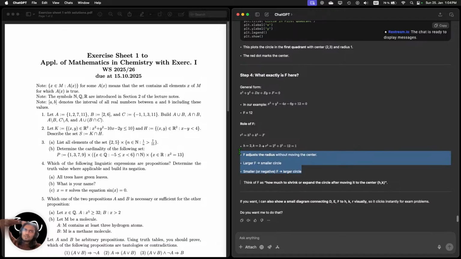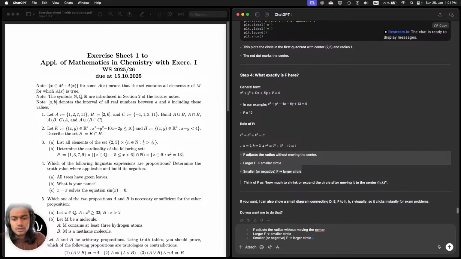Now is it? I'm wondering what is f. What is f showing, or what is f representing?